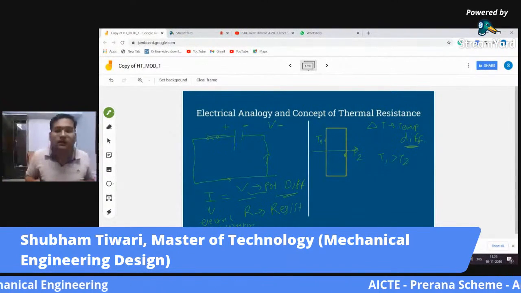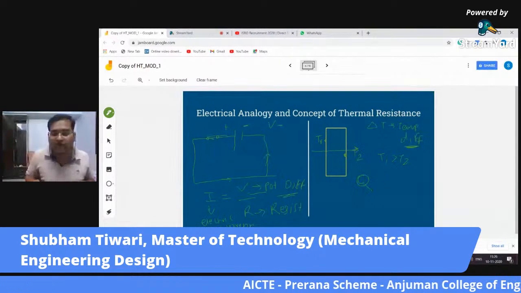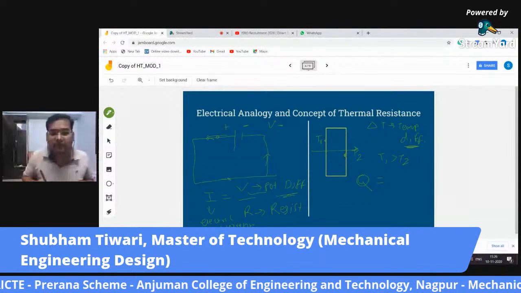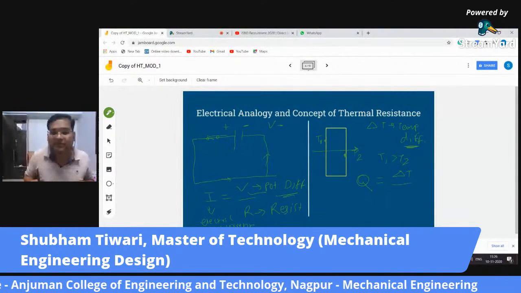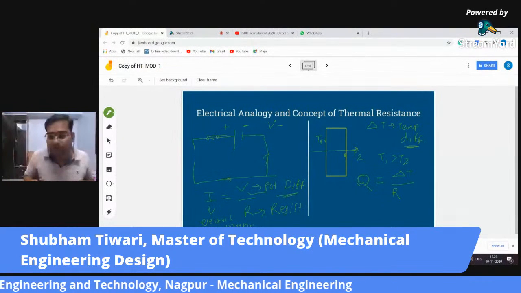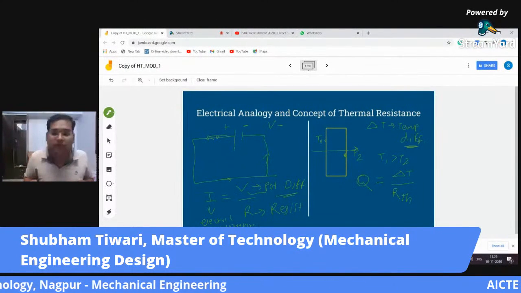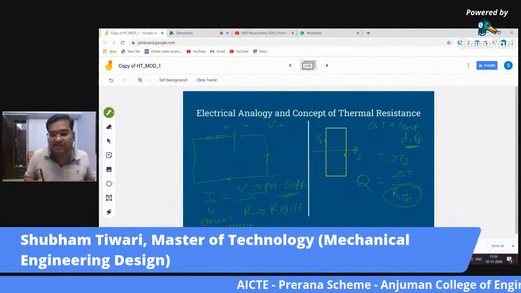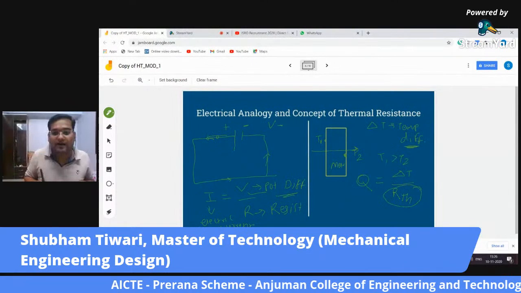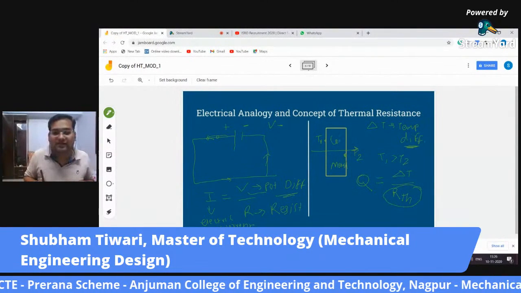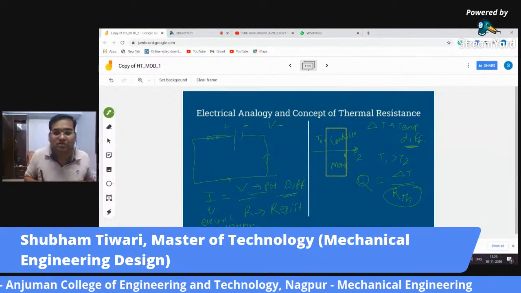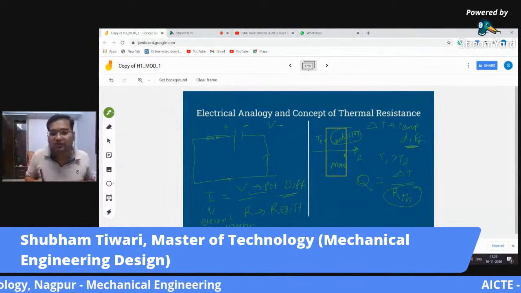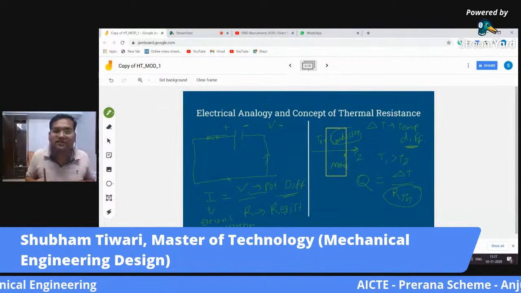So now we know that the heat flow rate is equal to what? Here we had potential difference, here we will have temperature difference. Now here is an interesting term, thermal resistance. This term signifies the resistance that this metal, or let's say, in a more generalized way, a conductor, offers to the flow of heat. The amount of resistance is known as thermal resistance.